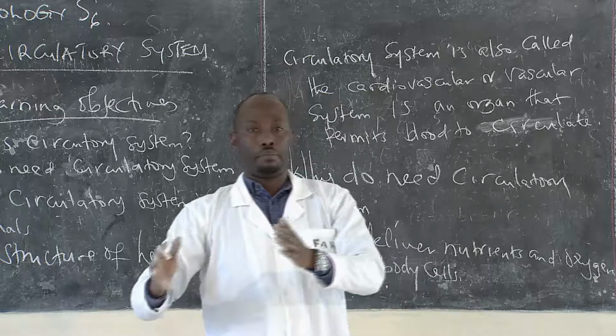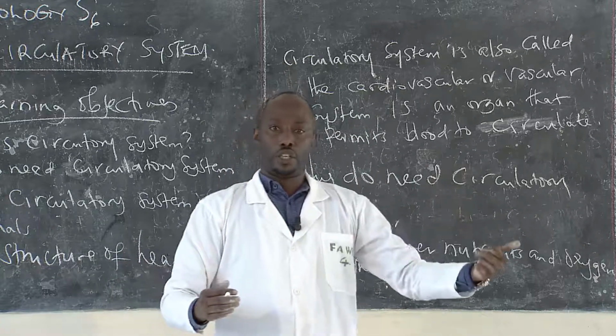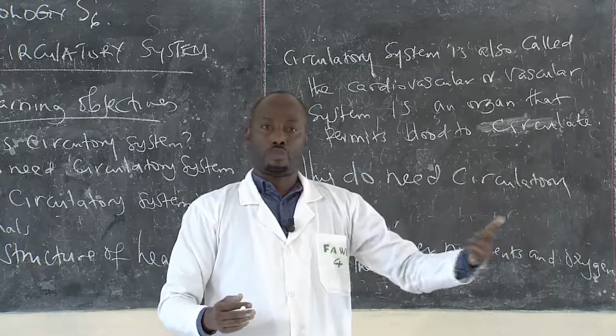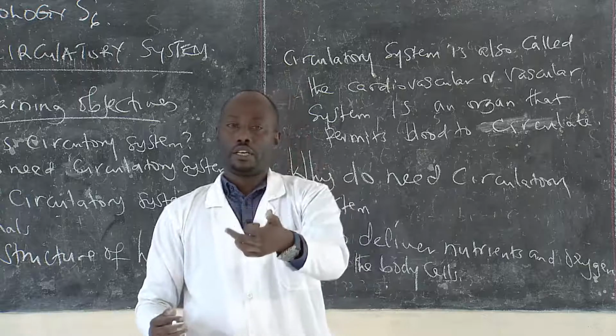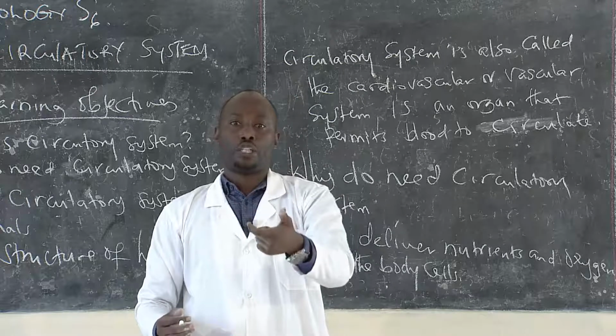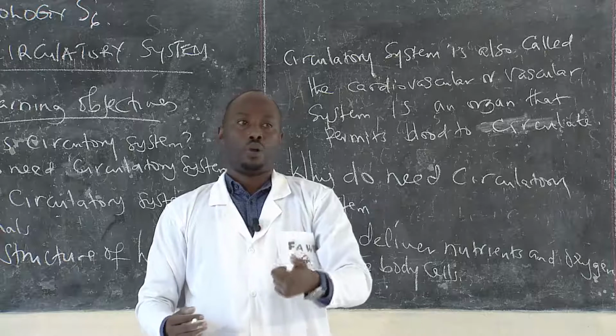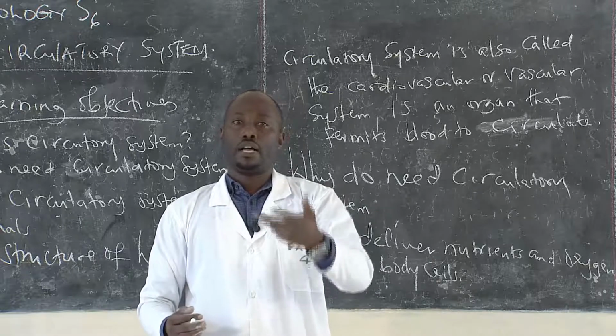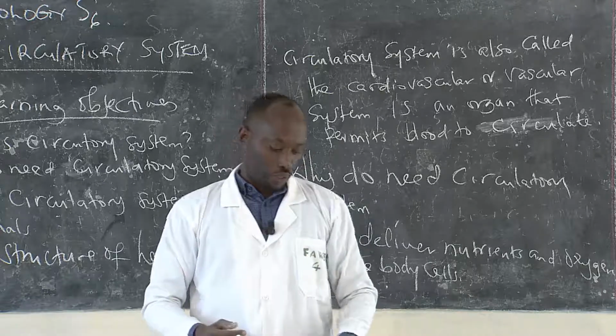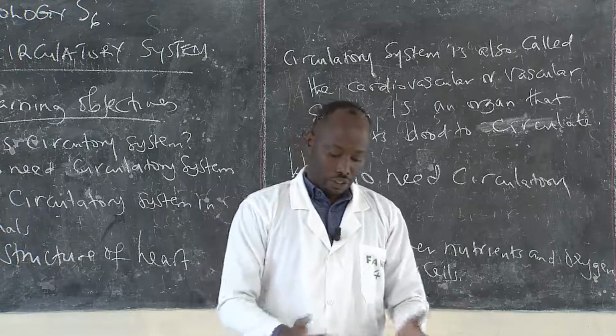So simply, I can make a summary of it. Transportation of nutrients, that's why you need a circulatory system. Second, we need a circulatory system to remove waste products from our body. Third, we also need a circulatory system for transportation of oxygen. That's why we say the circulatory system is very important.